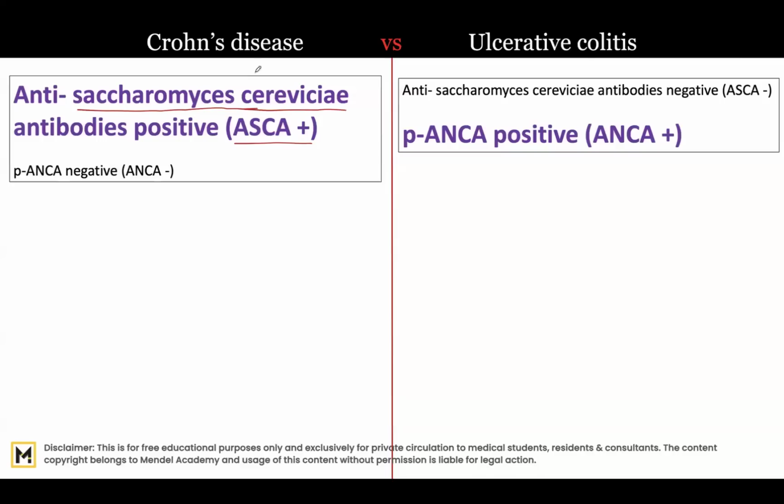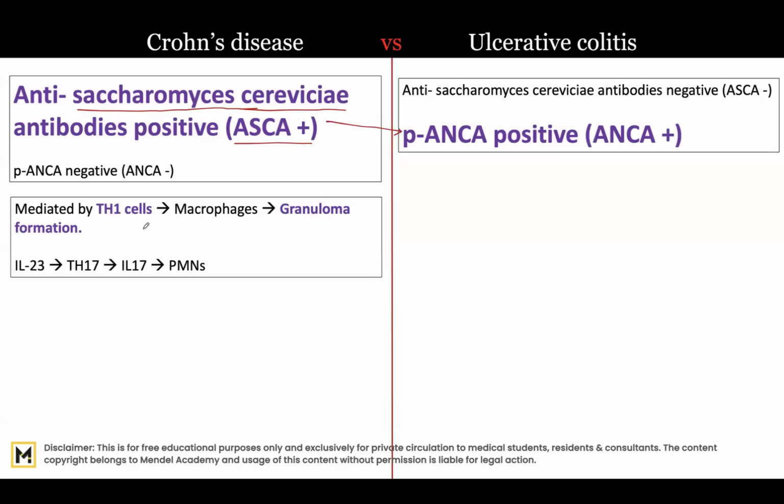You know that there are these Saccharomyces species present as commensals in the gut, but sometimes you start getting these anti-Saccharomyces antibodies, and that is found in Crohn's. It is not found in ulcerative colitis. Instead, you get P-ANCA positive. So this is a big difference, and this is often tested in your exams if you're appearing for any kind of exam. So please remember this.